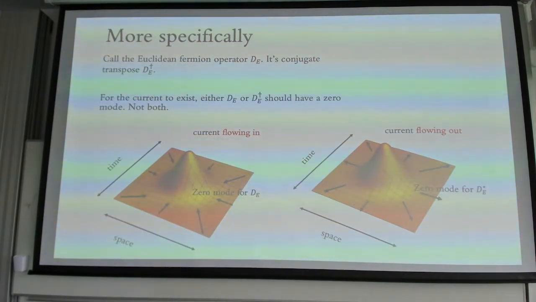So I have to clarify a little more here. If I call that Euclidean fermion operator dE, and its conjugate transpose dE dagger, then for the current to exist, either dE or dE dagger should have a zero mode, not both. If dE has a zero mode, then current flows towards the defect. If dE dagger has a zero mode, then current flows out of the defect. If both of them had zero modes, then you wouldn't have a net current.